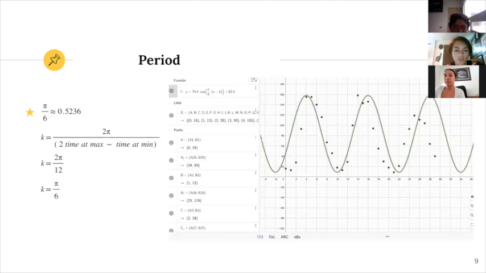The period of a cosine function represents the length of a single cycle of the graph. To figure out the period, you double the difference between the time at the maximum value versus the time at a minimum value. Then, to figure out the k value, which goes in the equation, you divide 2 pi by the period. This gives us 12 as the period and pi over 6 as the k value for the equation.